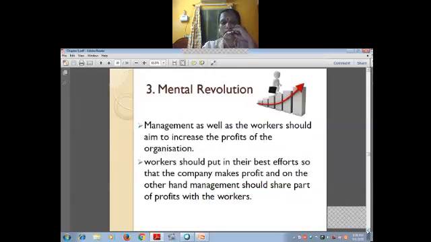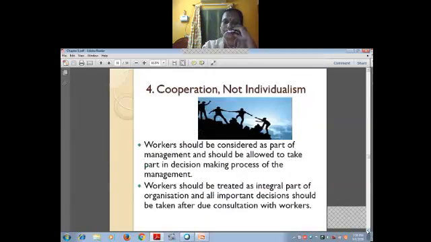Mental revolution. Management as well as the workers should aim to increase the profit of the organization. That we know very well. So that's why they are working together, harmony. Workers should put in their best effort so that the company makes profit, and on the other hand, management should share part of the profit with the workers. So the workers also will work, whatever profit the management is getting, they should share and give to the workers also.